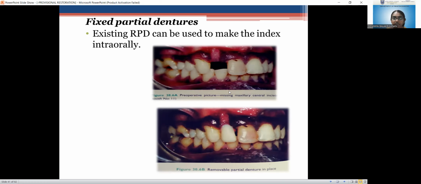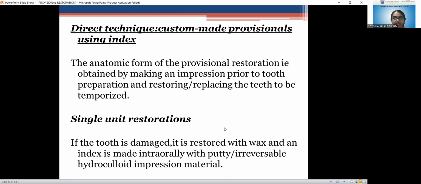If the patient does not have an existing RPD, you have to make a cast, and then we have to do the artificial teeth arrangement. So we cannot use a direct technique in this way. We have to do an indirect technique. In this case, as the patient has an RPD, you can directly go for a direct technique.